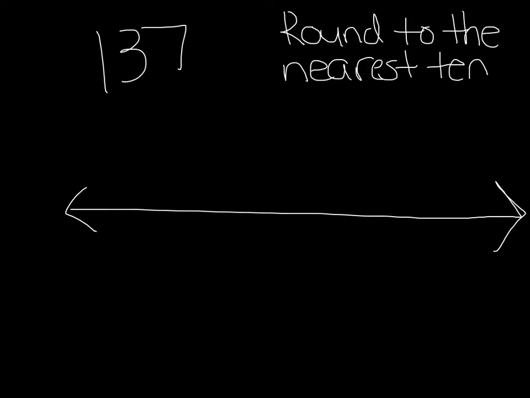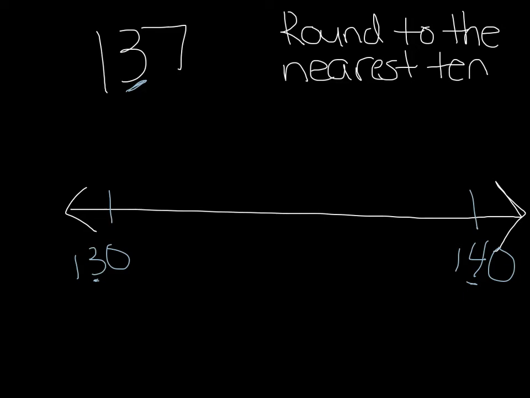Okay, so I have the same number, 137, but this time I'm going to round it to the nearest 10. All right, so the first thing I have to do, just like before, is figure out what tens this number is between. So we start with 130 and end with 140. Okay, so this is my tens place. So 137 is between 130 and 140. Okay, so now start to think in your head, where is 137 going to be on this number line? Closer to 140 or closer to 130? Start thinking about that. Okay, and now we'll actually show it.